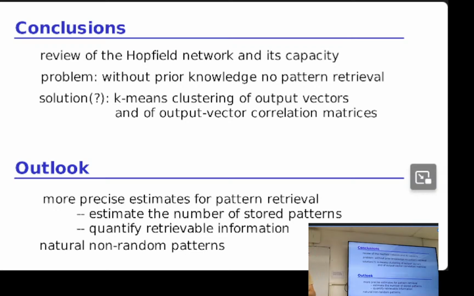And as an outlook, we can try to get more precise estimates about the number of stored patterns and the amount of retrievable information. I told you that the vectors you end up with in this retrieval process have something to do with the pattern stored, but one could try to quantify really how much information they contain about the patterns originally stored.